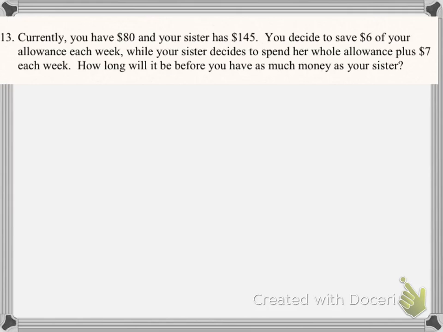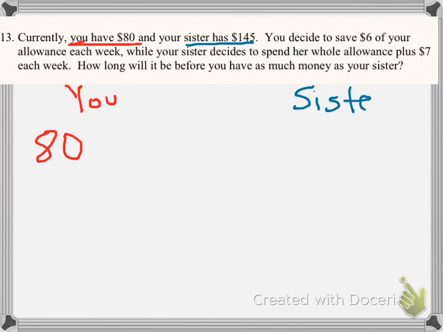Okay, so what we have to do is write down what is happening in this problem, because remember, we have to write an equation to help us solve the problem. And here's how we're going to do it. We're going to start off first by writing down what is happening to you. It says that currently you have $80, so we're going to start off with $80. I'm also going to do the sister as well, and it says that your sister has 145, so we'll write the sister on this side, and we'll put 145 to start off with.